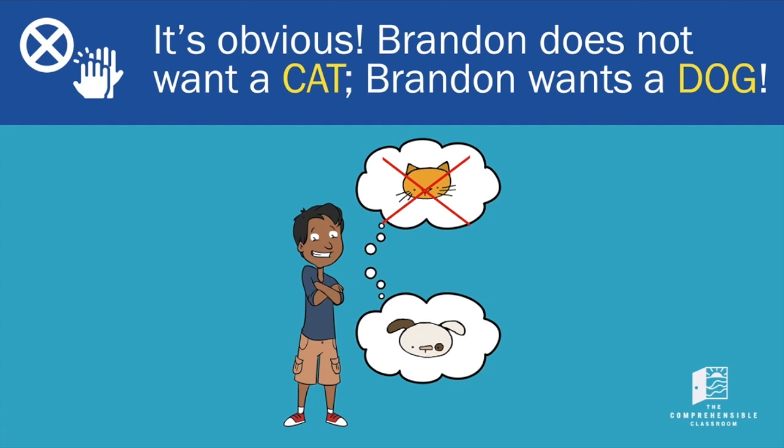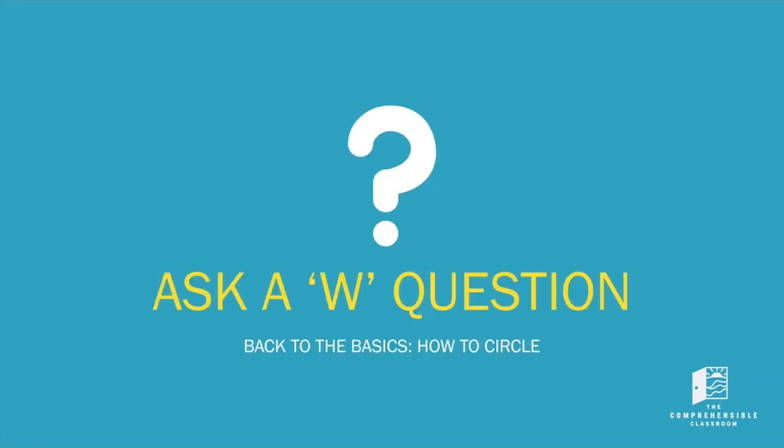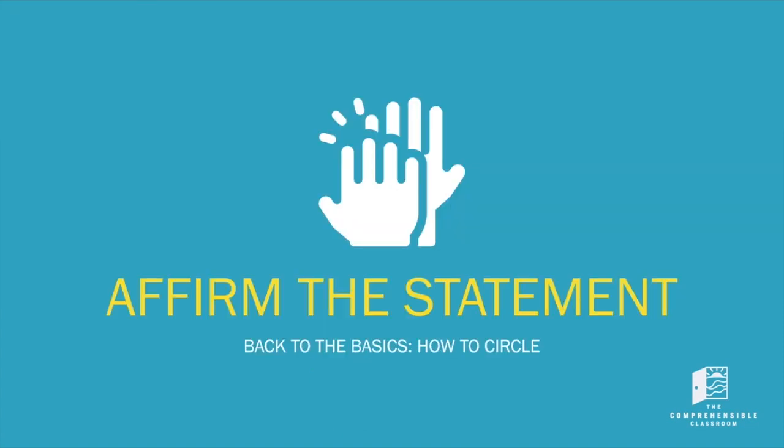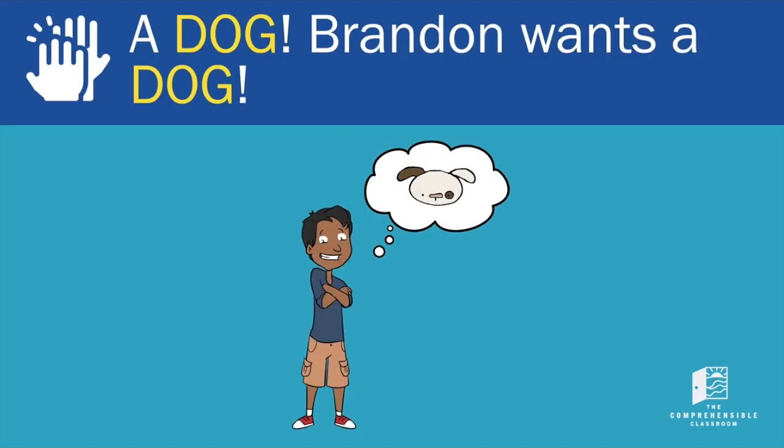Brandon wants a dog. Then ask a W question, a who, what, where, or when question. In this case, what does Brandon want? So that we're asking a W question that matches with the same part of the sentence that we were just working with, the object. What does Brandon want? Affirm it after students give you your answer. A dog. Brandon wants a dog.